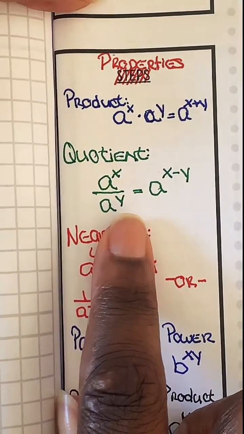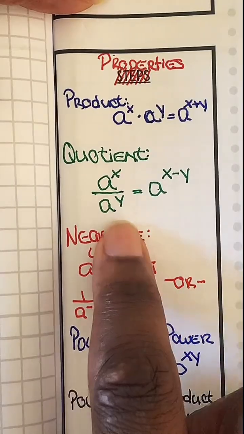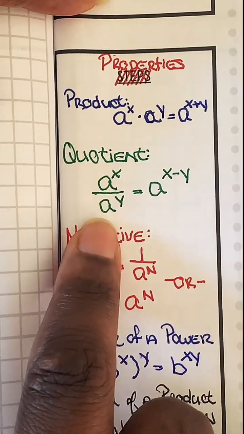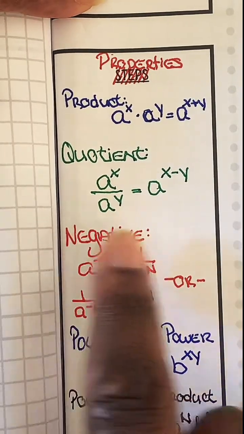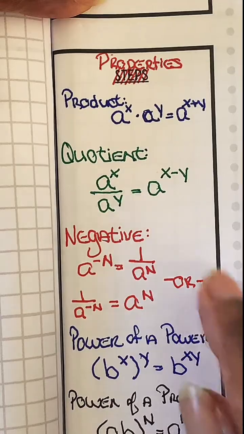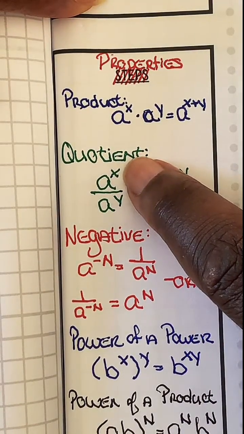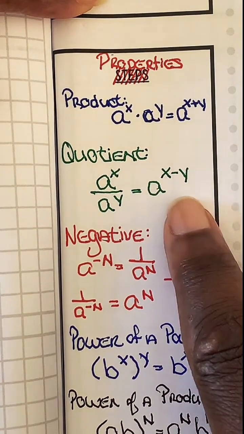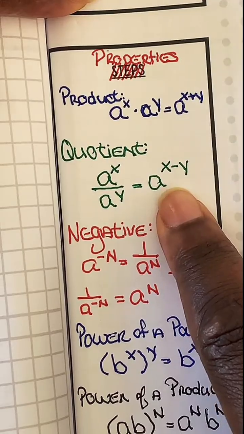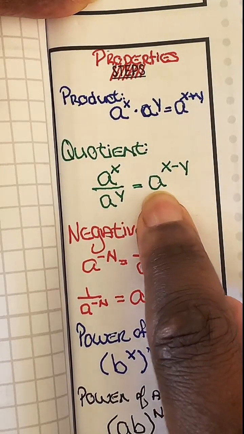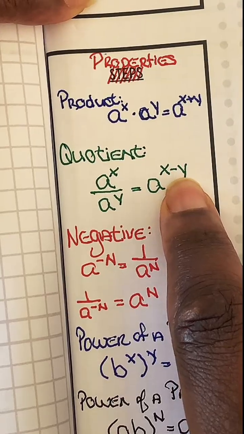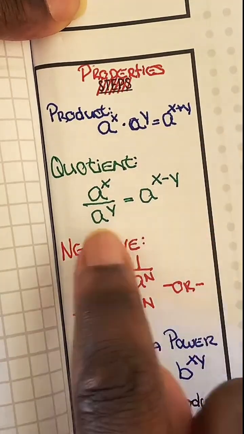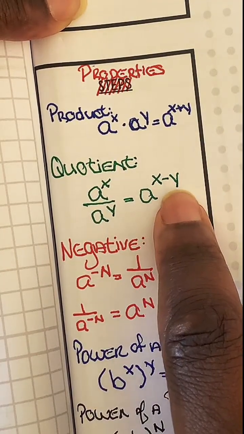Similar goes for the quotient. With the quotient, you're dividing. And when you're dividing and you have the same base, notice the base is A, you are subtracting your exponents. You start with the exponent in the numerator and subtract the exponent in the denominator. So you keep that base, but you subtract the exponents. With multiplication, you add the exponents. Division, you subtract the exponents.